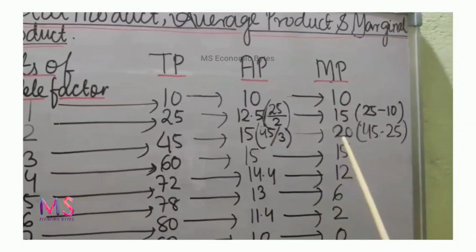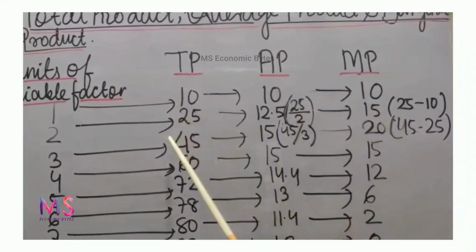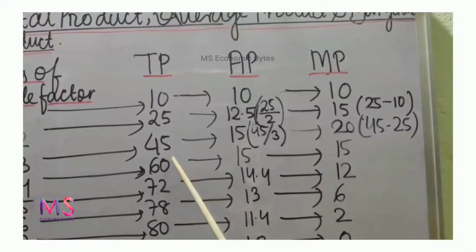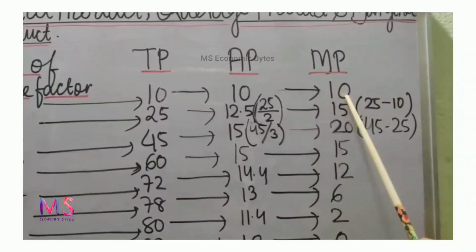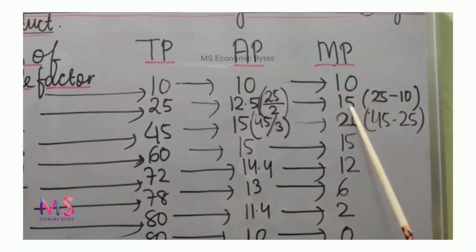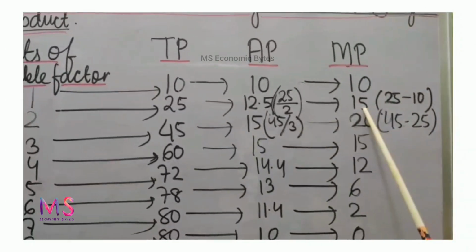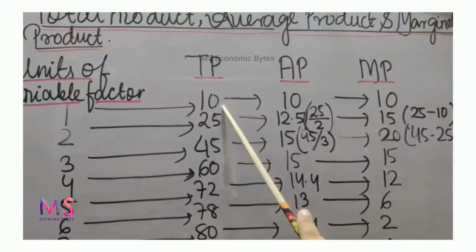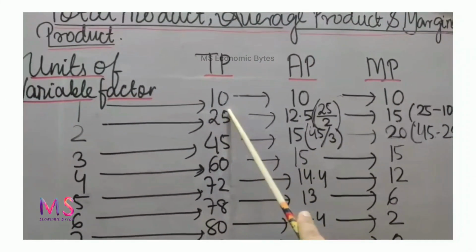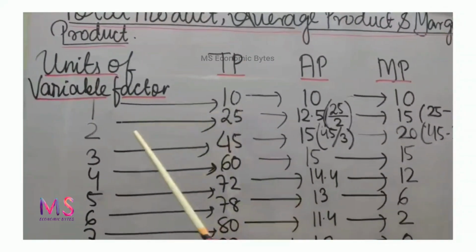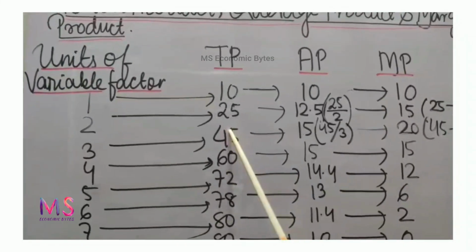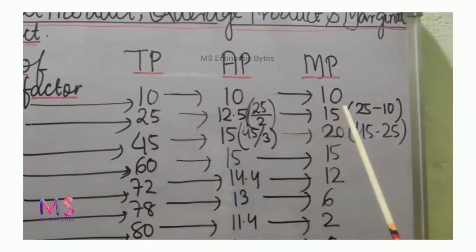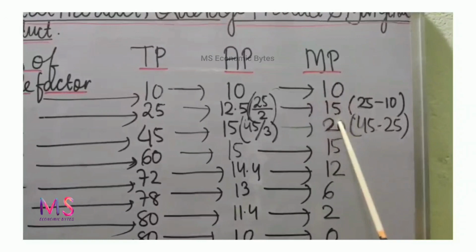Similarly, marginal product is the addition to total product. So before, your marginal product was 10, now it is 15. How? Because initially the total product was 10. By employing one more unit of variable factor, it changed to 25. So 25 minus 10 gives you 15, which is the marginal product.